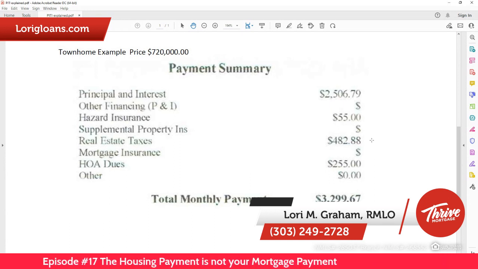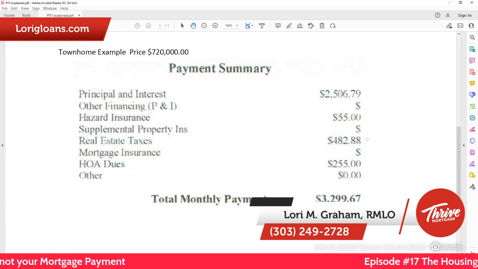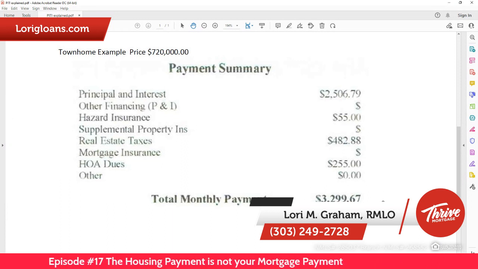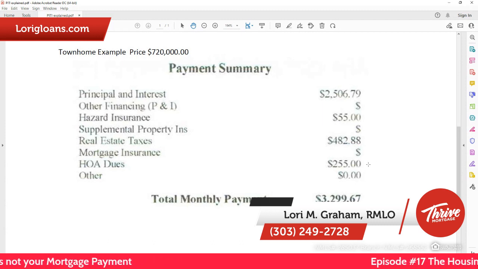So now her mortgage payment is these three items right here. She doesn't have mortgage insurance because she put 20% down, but she does have HOA dues of $255 a month. So really her total housing payment comes in just under $3,300 a month, but she will not pay that $255 to the mortgage lender. I just wanted to explain what that means in terms of housing payment versus mortgage payment. Know that they are not the same, because I do feel like they are used interchangeably, and you should understand that just because your housing payment is one thing, it's not necessarily what you will pay to your lender.